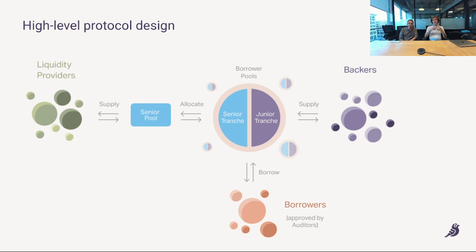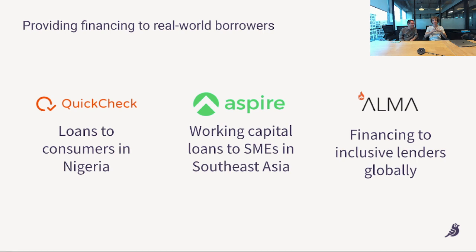Now let's talk about some examples of how the protocol is being used today. Because it's helpful to talk about it theoretically, but already the Goldfinch protocol is serving real world borrowers around the world, and here are examples of 3 of them. So the first is a company called QuickCheck. They are based in Nigeria, and what they do is they provide loans to consumers. So consumers will download the QuickCheck app, and then they can get, say, a $50 loan on the spot through the app. So the Goldfinch protocol has already provided capital to QuickCheck to help them grow their business so they can make even more of these loans.